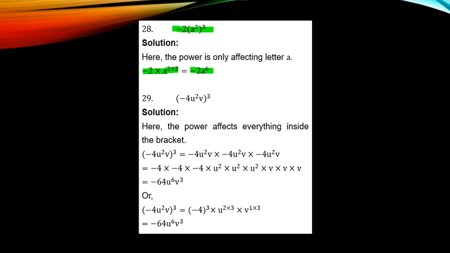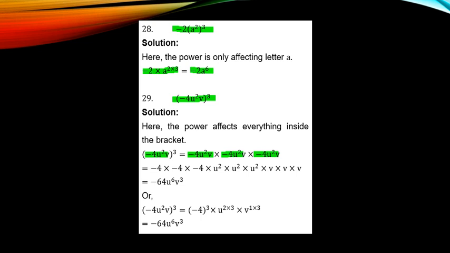Example 29, you have bracket open minus 4u squared v bracket close to the power of 3. The difference between 28 and 29 is that in 28, the power is not affecting minus 2, but in 29, the power affects minus 2 because all the terms are inside the bracket. Because of 3 times, we can multiply minus 4u squared v 3 times to reflect the power of 3. You have 1, and you have 2, and you have 3.